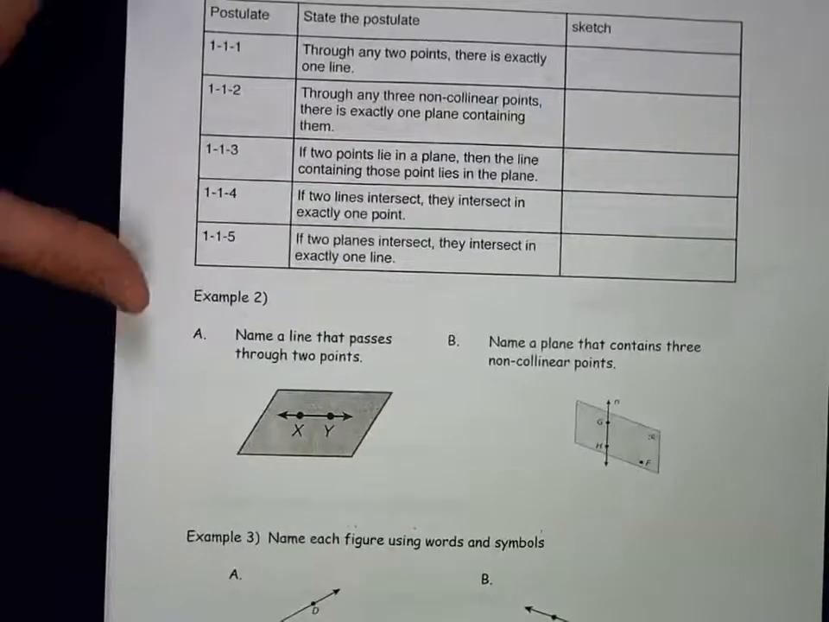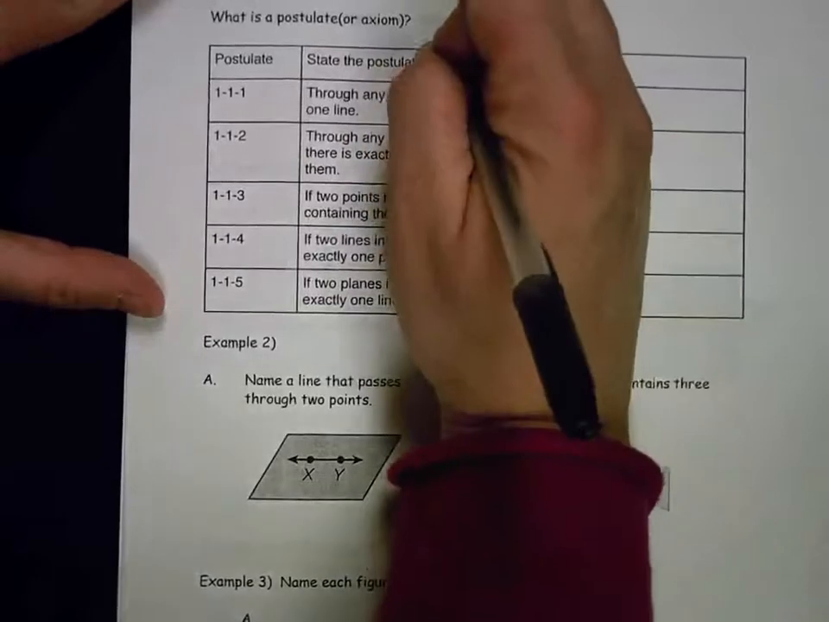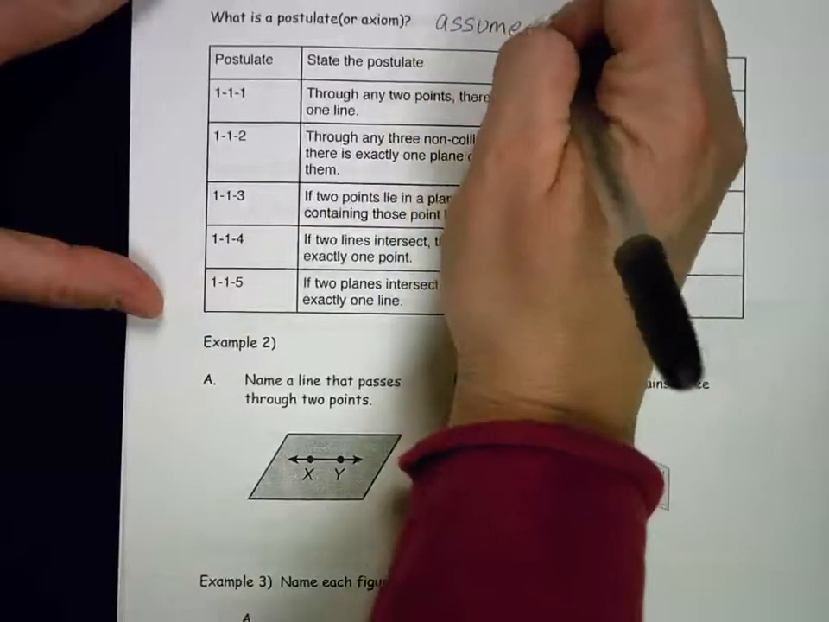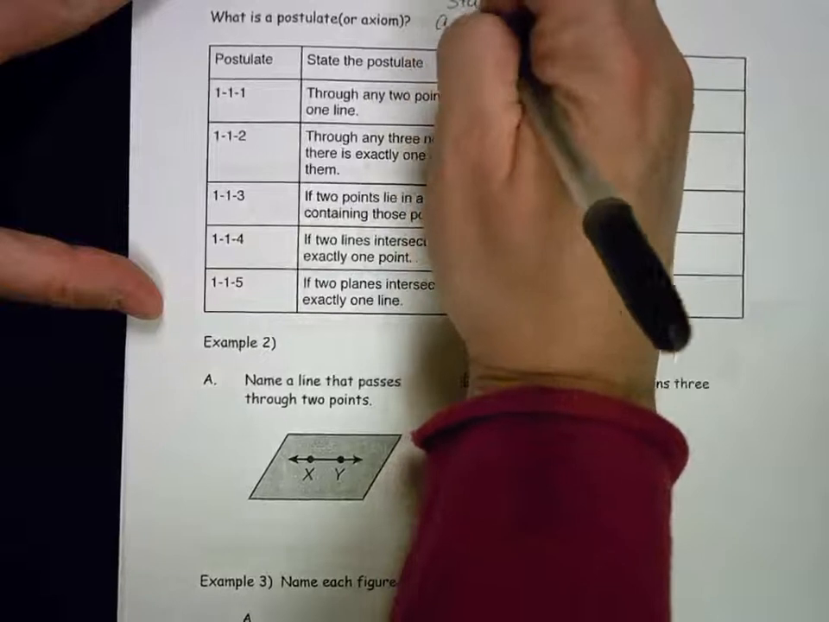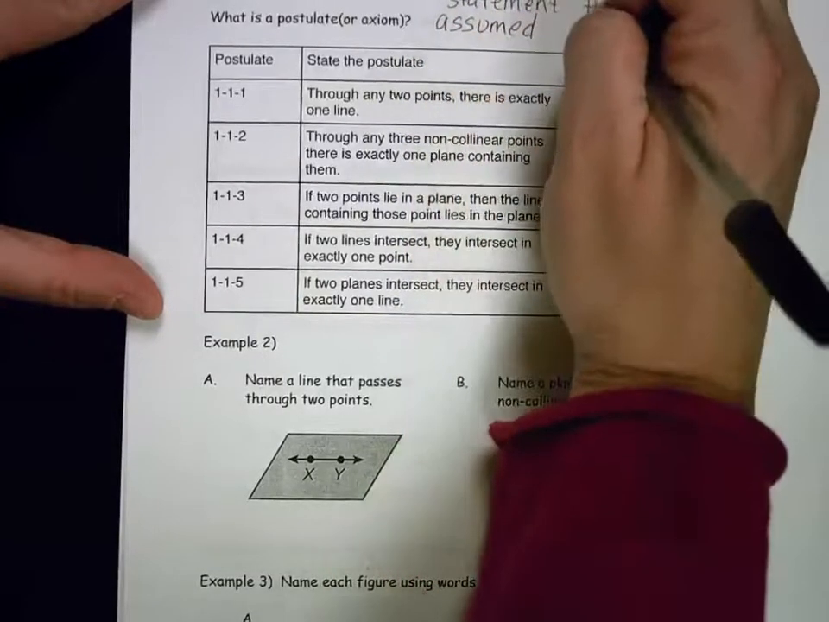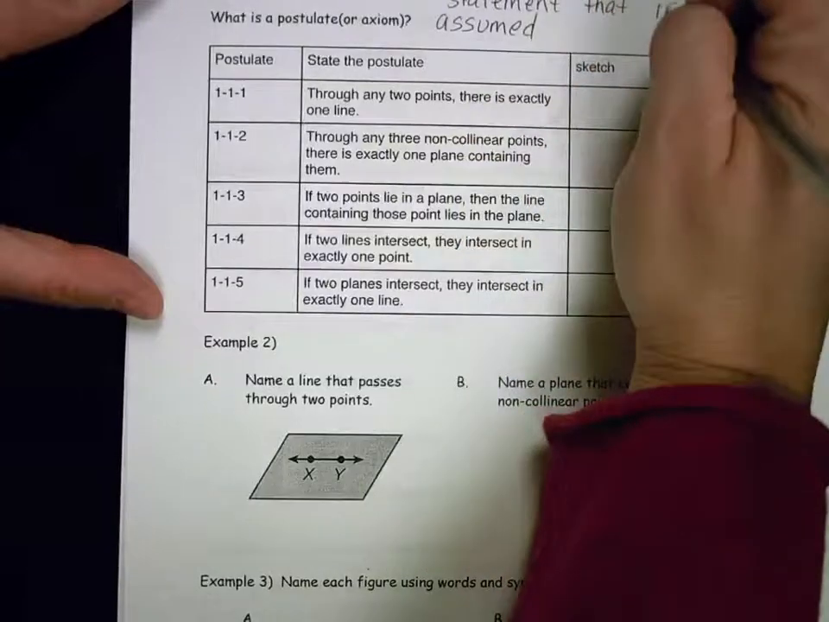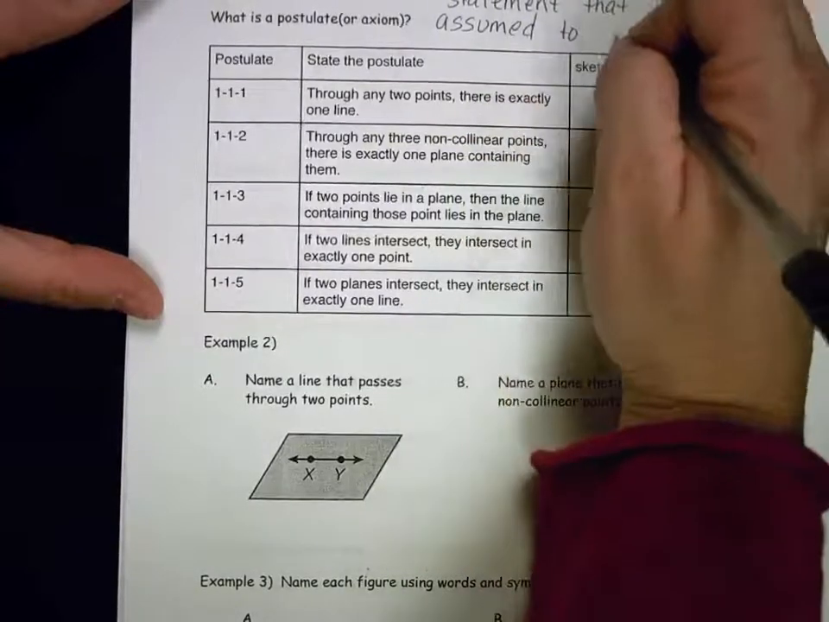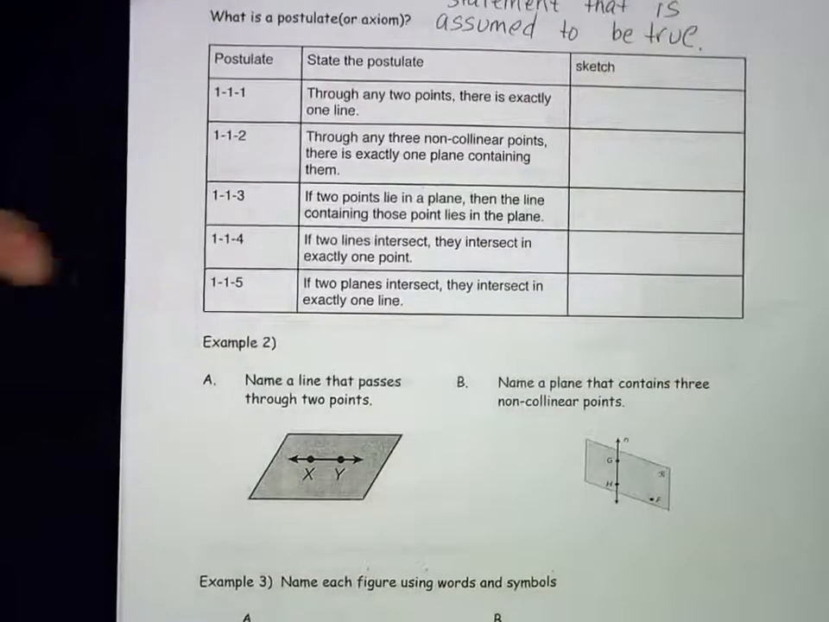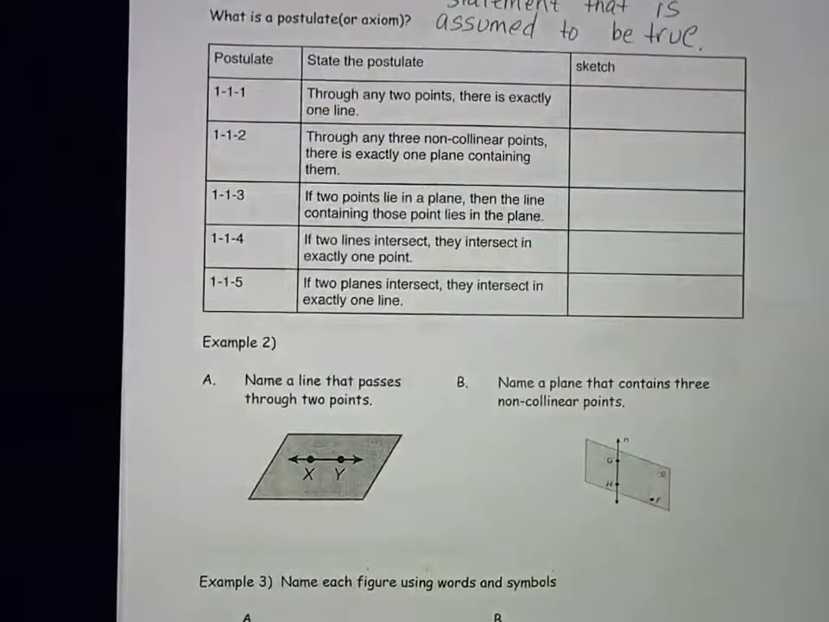A postulate or axiom is a statement that is assumed to be true. We don't have to prove it. We're just going to assume. We have 5 of them here, and we're going to assume that these 5 statements are true.